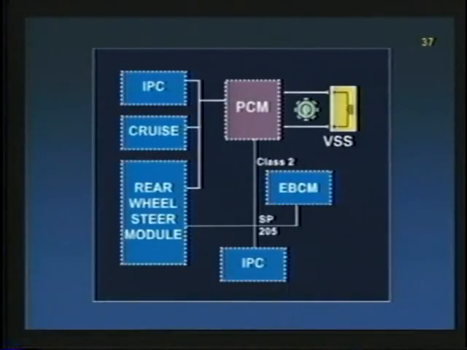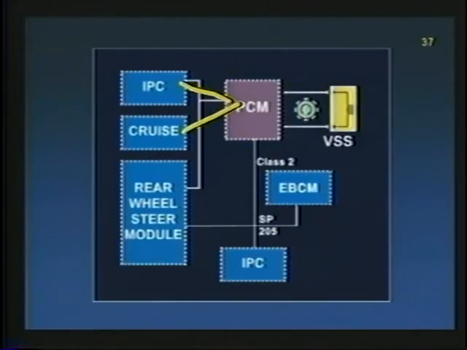Negative, neutral, positive, okay? Now, where do we pick up vehicle speed? That's the question. Let's take a look at this graphic here, and it's going to show us. We pick up vehicle speed from the same place that every other module on the vehicle picks up from: our powertrain control module, okay? Check it out. IPC gets it from there.